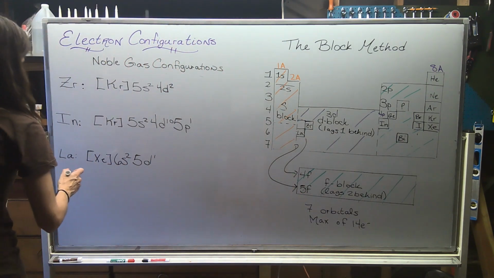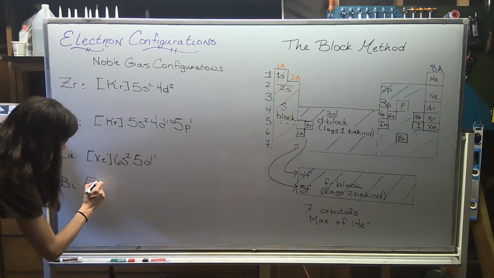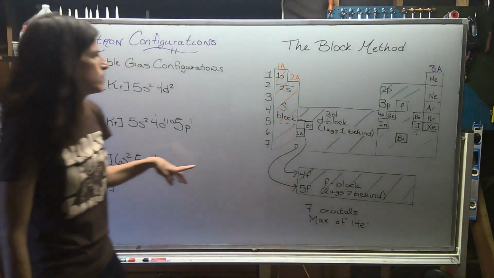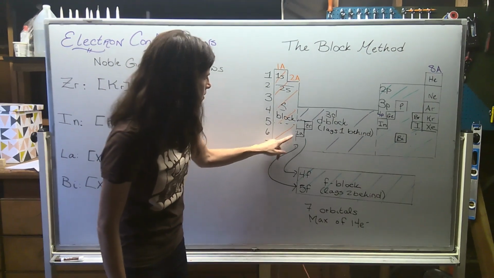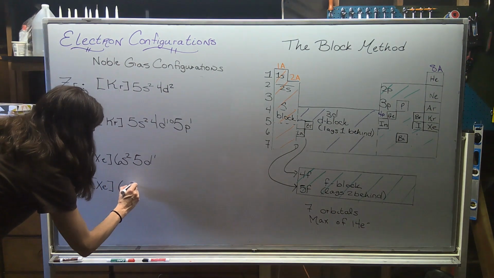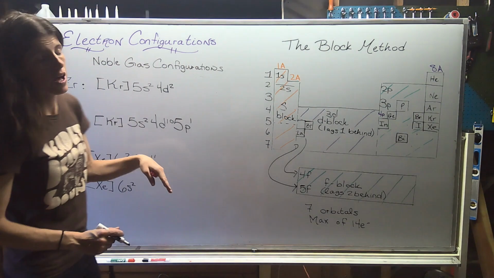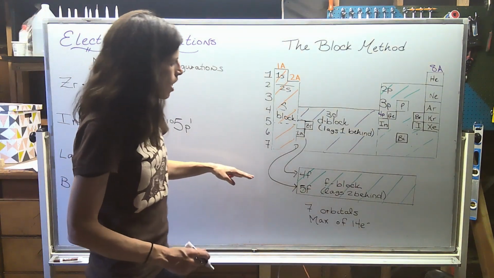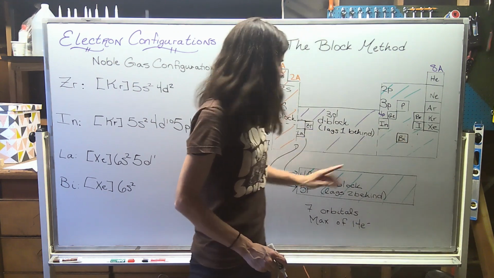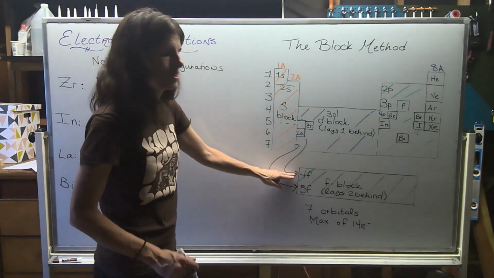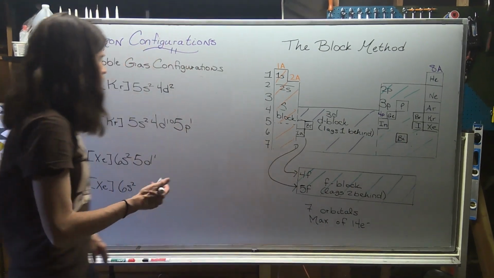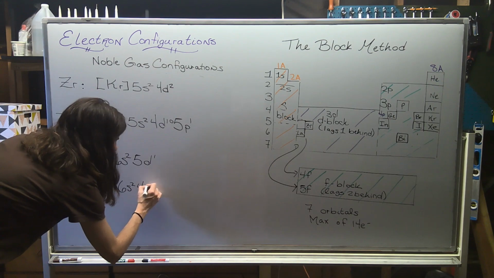So for bismuth, I'm going to do xenon and 6s2. Officially, the F block would come next, right? So I'm going to use my entire F block to get over to bismuth. The F block lags 2 behind, so I'm in the 6th row, and this is the first time we see F subshells. I'm going to do 4f14.